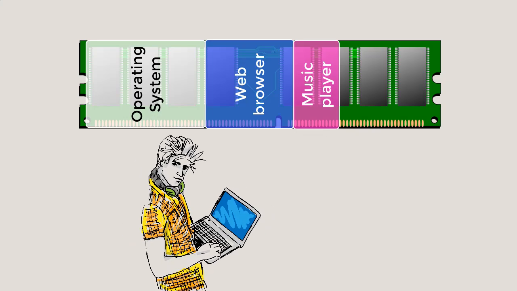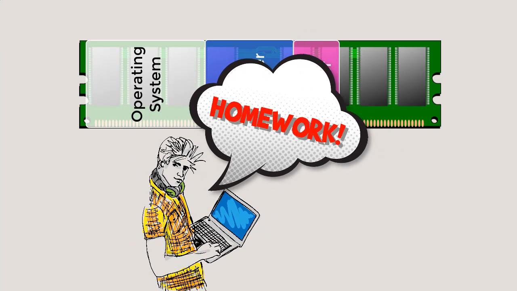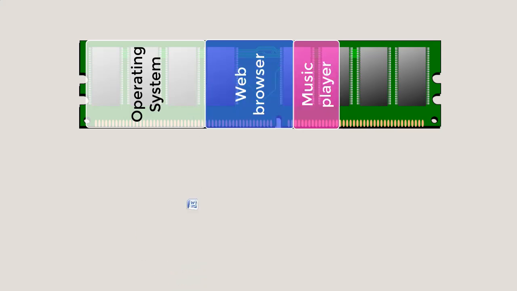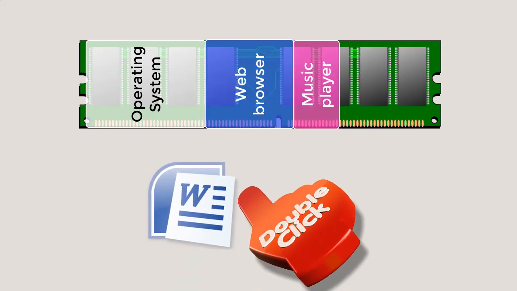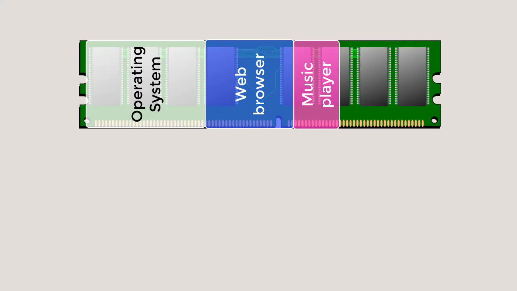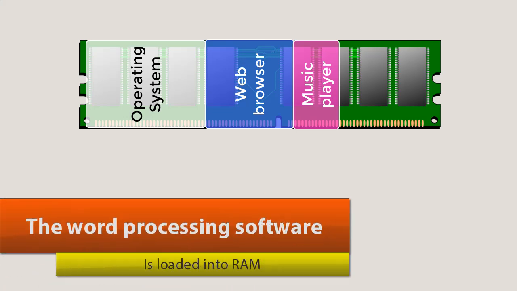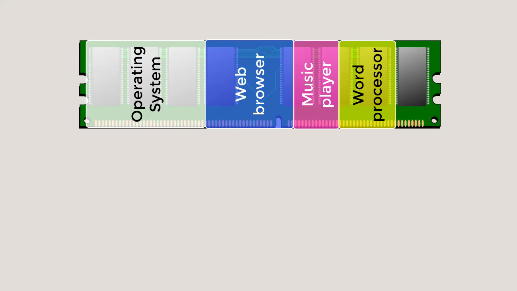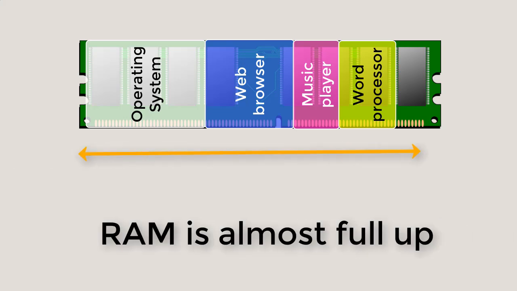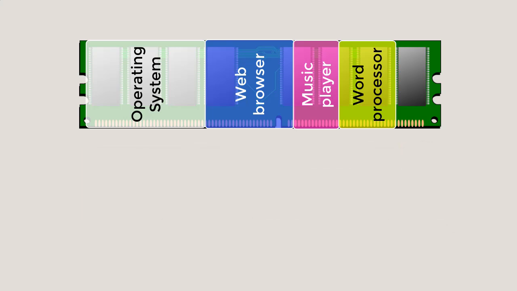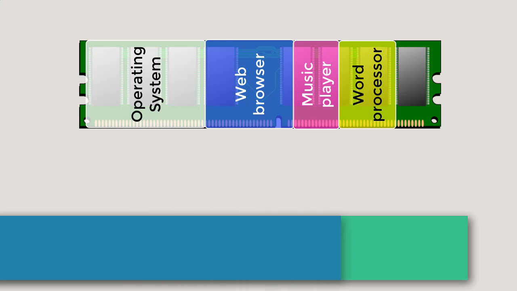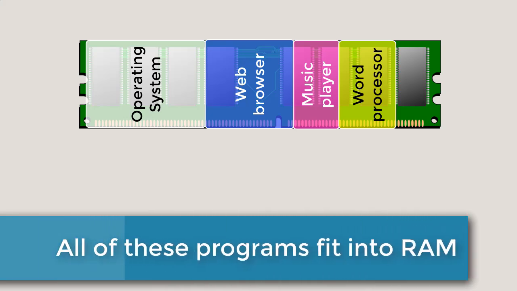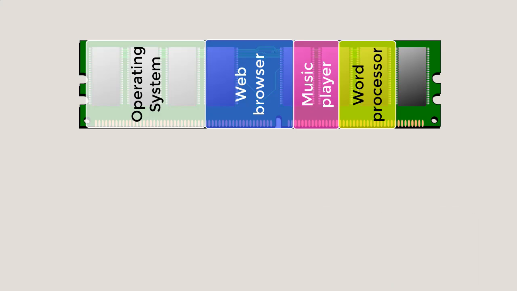After a while, you realise that you really should start getting on with your homework. So you double-click on the word processing icon. The word processing software gets loaded into RAM. You can see by now that RAM is starting to get pretty full. There's a little bit of space left, but not much. But that's fine. The operating system and all the programs that you're working with fit in and they're able to be accessed by the CPU.